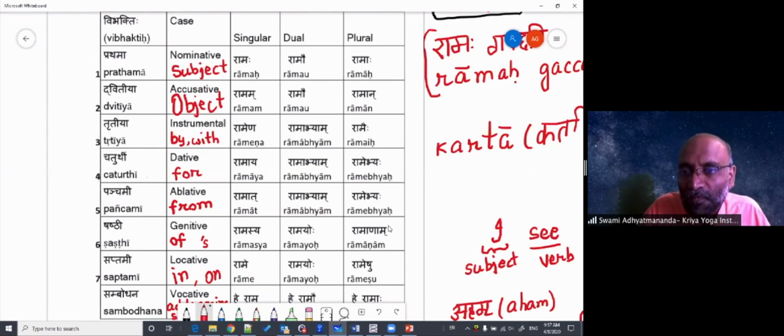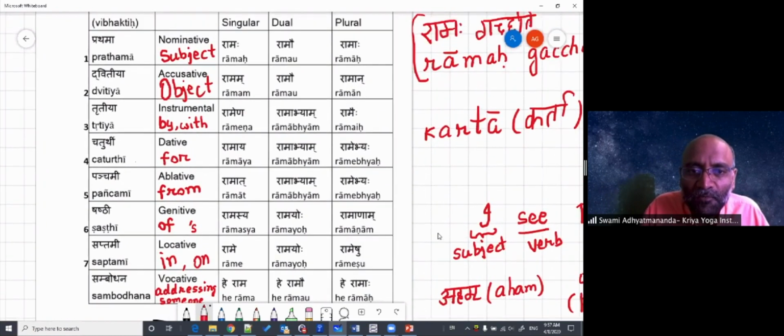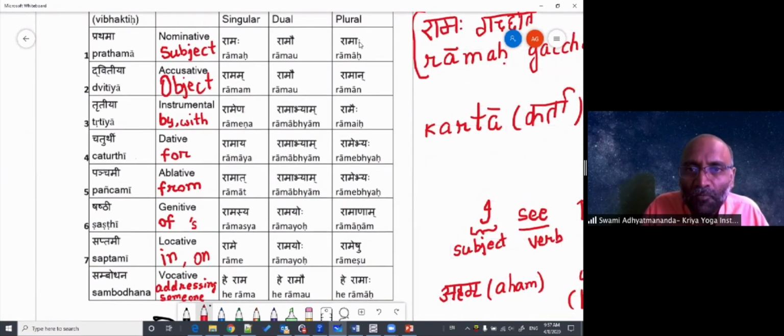Sambodhana means the eighth case. We don't say eighth case, but in that sense, you can say it's the eighth row. The reason we don't say eighth case is because it is considered a variation of the first case. Ramaha, Ramau, Ramaha: the dual and plural in the first case and the Sambodhana vocative are always going to be the same. Only the singular form can vary, across words. No matter which word you use this table for, the dual and plural will always be the same. Panini did not give it as an eighth case, so that's why we don't say it's an eighth case.